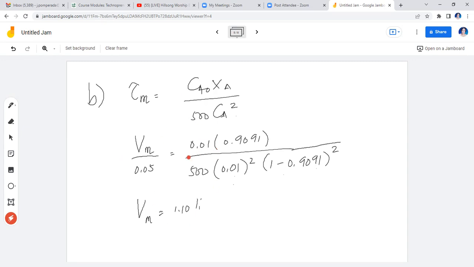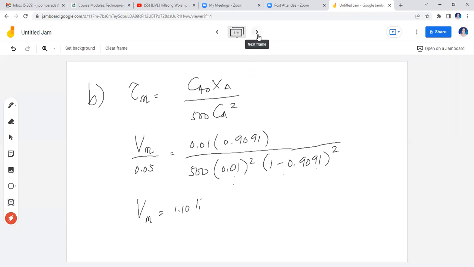You have the CAO. This is the conversion. You have the 500. This is the CAO. We square. And this is 1 minus XA, which is also being squared. Now notice that for the same degree of conversion, in the mixed flow reactor, this much of volume you need. You need this big of a mixed flow reactor to achieve the same degree of conversion as in the plug flow reactor.